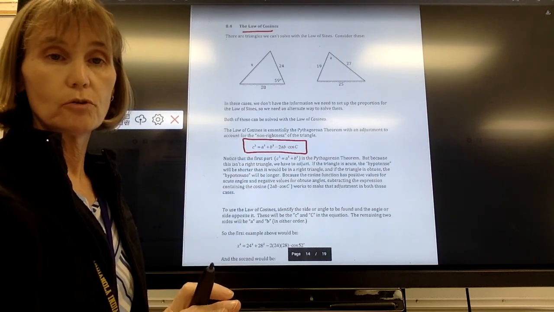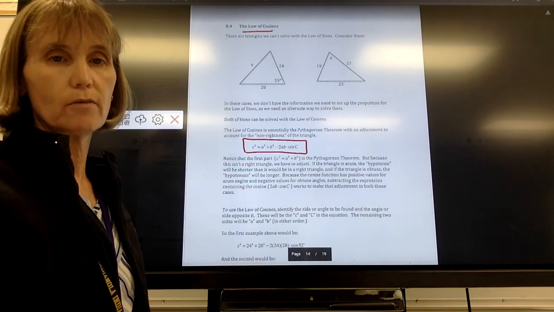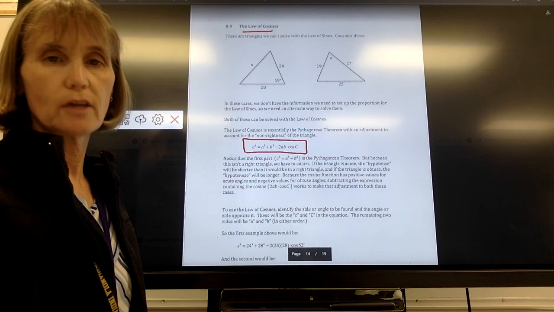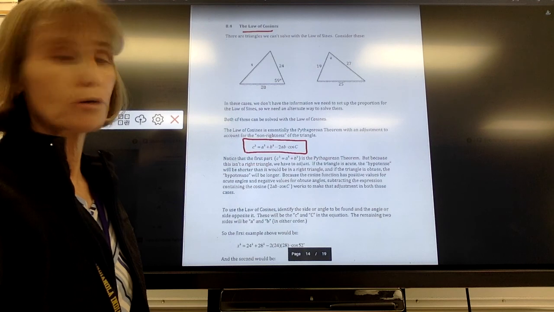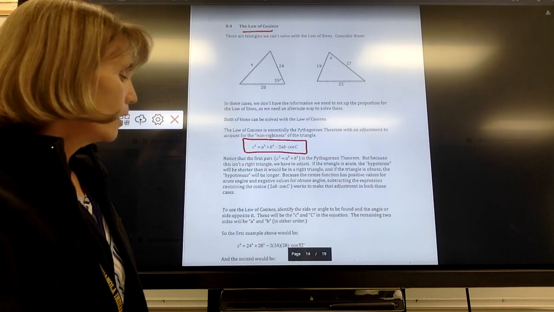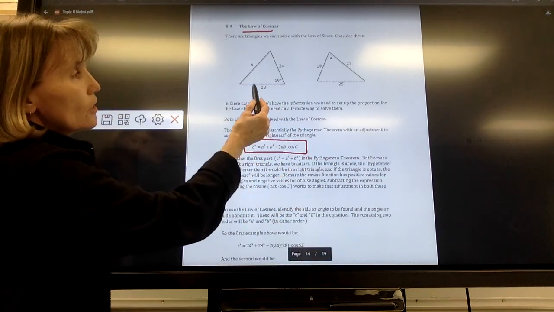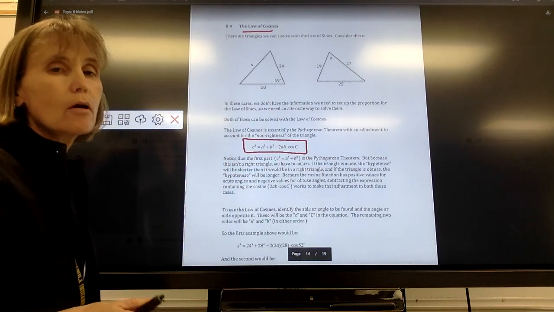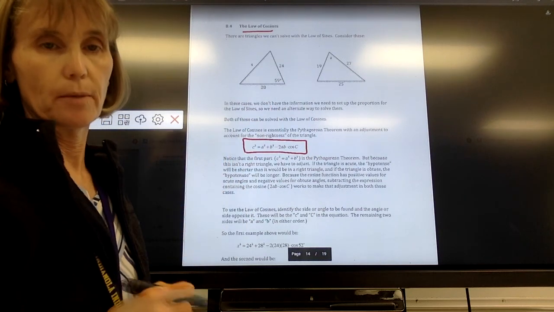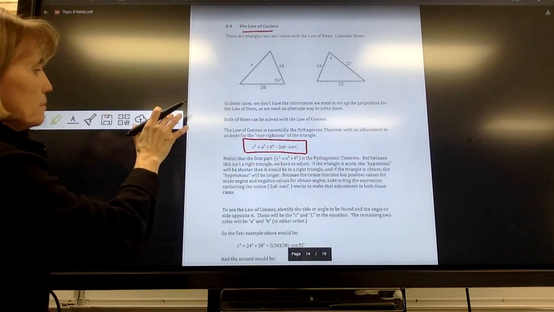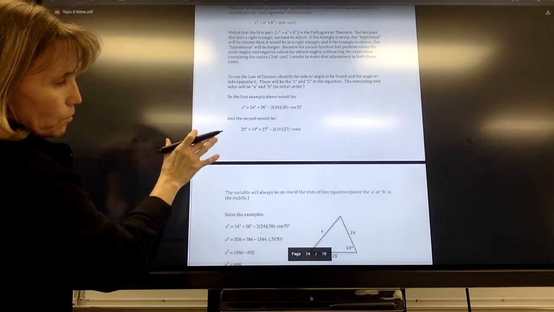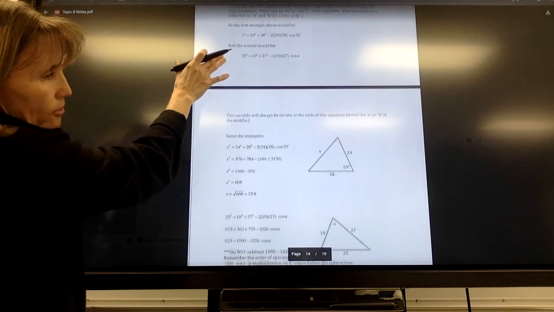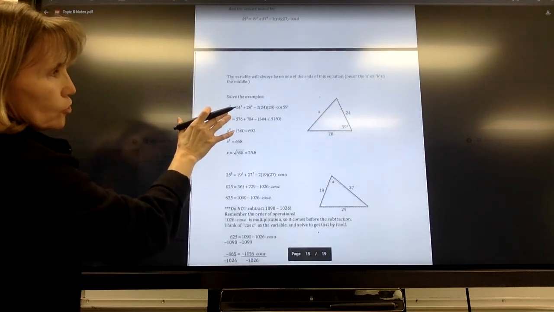I don't need you to memorize it. I will give it to you on the quiz and on the test. But I do want you to be able to use it. This is where our algebra comes in. So we're going to use it in situations like you see up here where the law of sines cannot be applied. Okay, so let's look at those two triangles here.